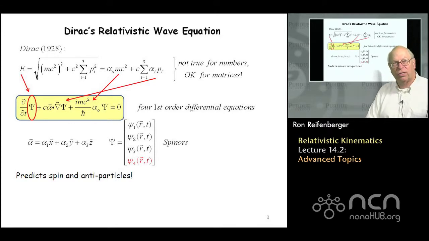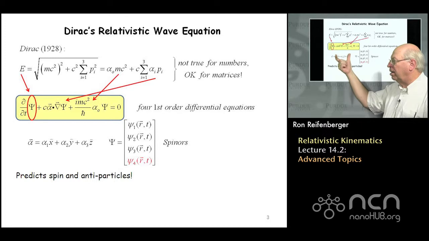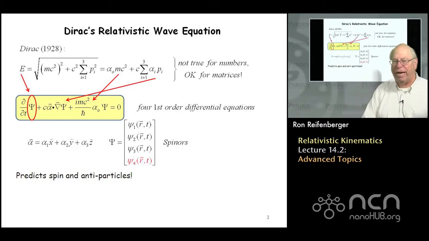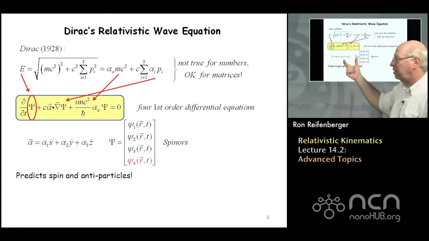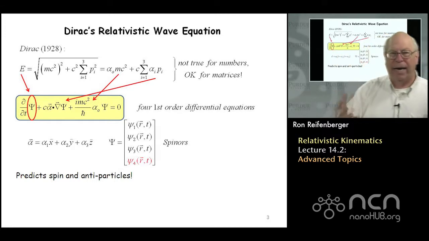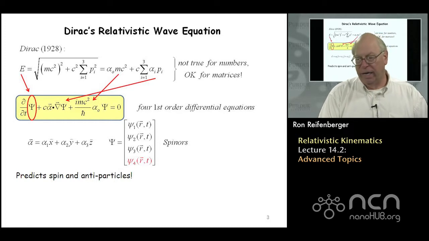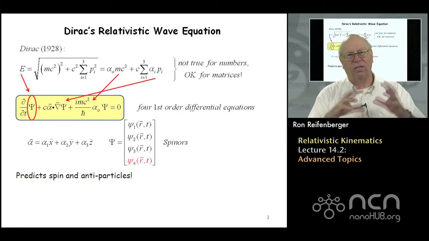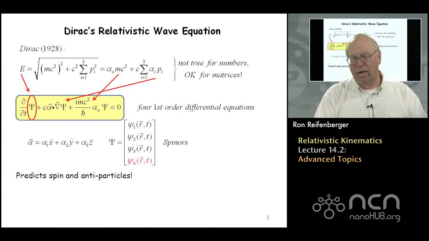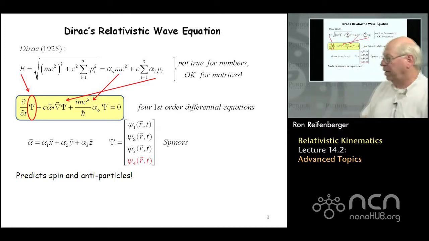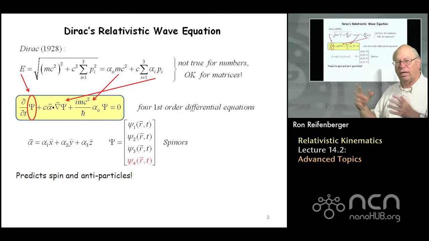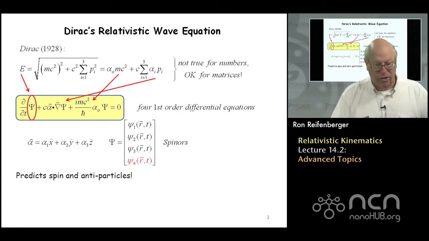The virtue of this formulation is that it makes some amazing predictions. In the process of solving this equation for a free particle, the spin of a particle automatically appears in the formulation, and also the existence of antiparticles appears. And so both the spin and the antiparticles were experimentally observed. And it turns out they come from this Dirac equation in a very straightforward way.